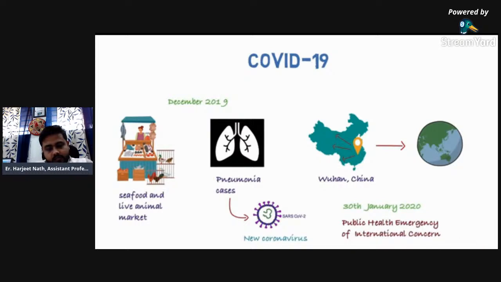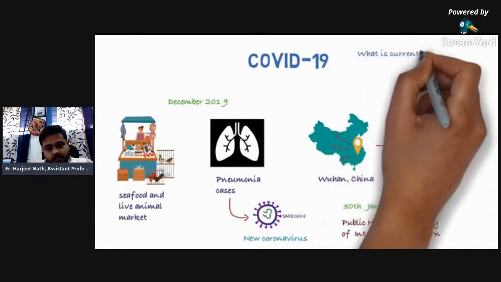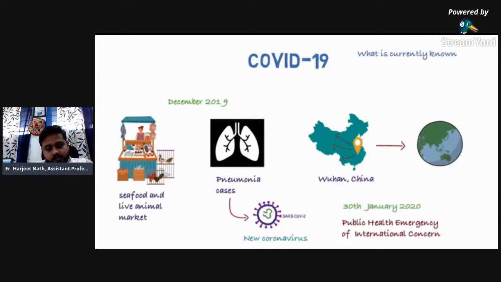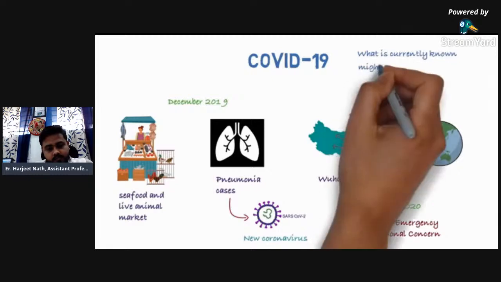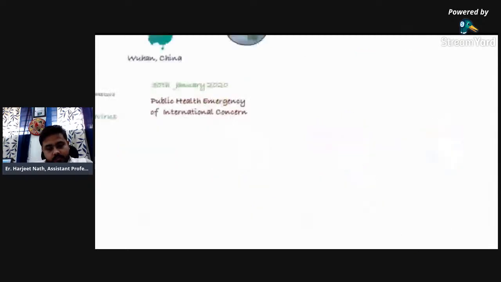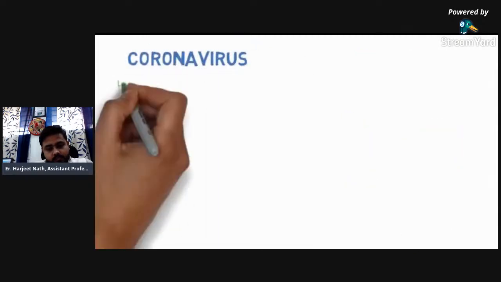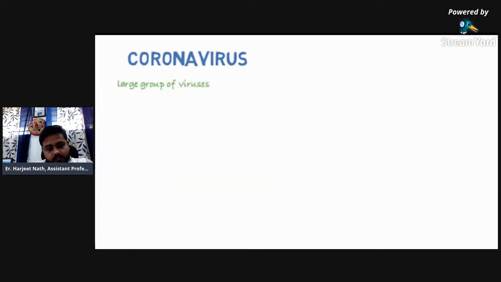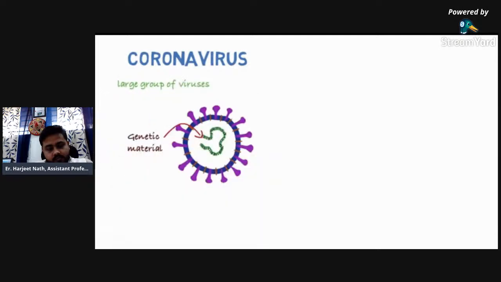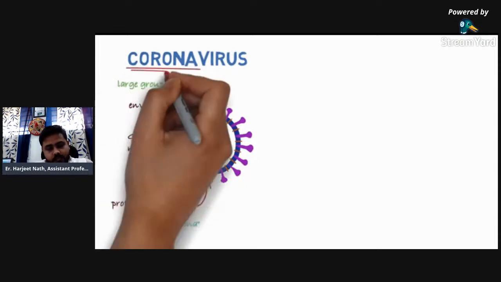In this video, we'll take a quick look at what is currently known about COVID-19. Keep in mind that this is a new disease, and what's known is rapidly evolving and might change in the future. So what is a coronavirus? Coronaviruses are a large group of viruses. They consist of a core of genetic material surrounded by a lipid envelope with protein spikes. This gives it the appearance of a crown. Crown in Latin is called corona, and that's how these viruses get their name.